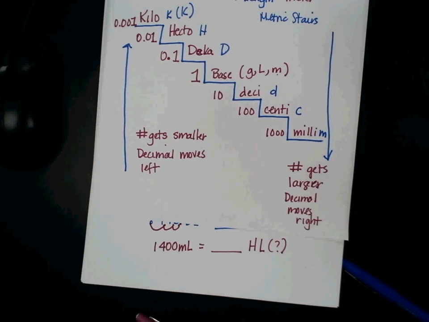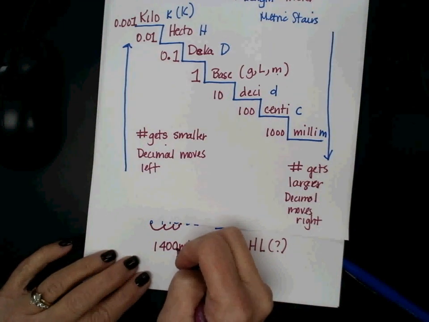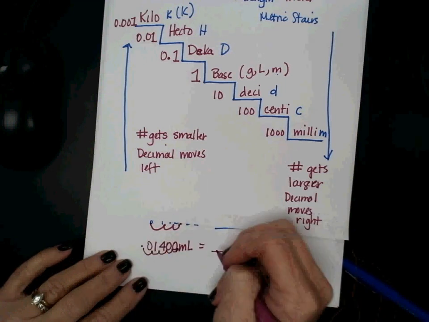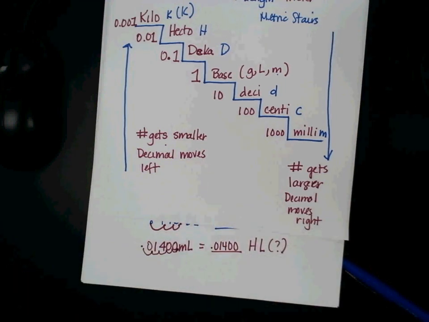Okay, how many spaces am I moving? 5. I see the fingers. 5. Am I moving up or down? Up. If I'm moving up, am I getting larger or smaller? Smaller. So I'm moving 5 up. I can take this. Here's my understood decimal, right? 1, 2, 3, 4, 5. So I have 0.01400 hectoliters. Raise your hand if you got it. Hee-haw! All right.